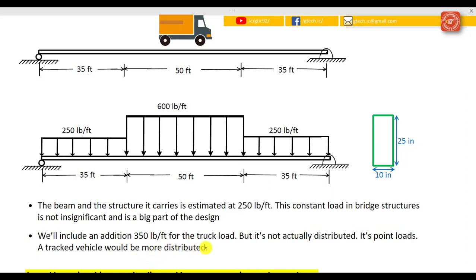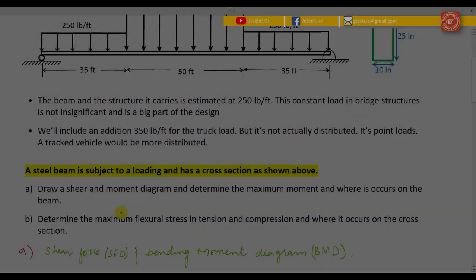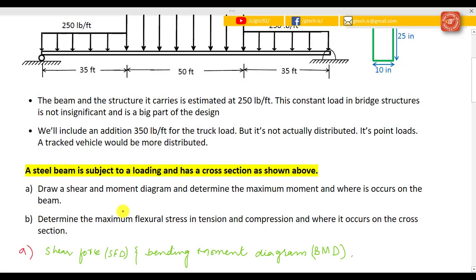So here's my structure, and I'm going to use a rectangular cross section type to start with; we will look at other cross sections later on. I'm dividing this video in two parts. In the first part, we draw the shear and moment diagram and determine where in this beam the maximum moment occurs, because that's what we want to design for. In the second part of the video, we determine the maximum flexural stress in tension and compression and where it occurs on the cross section. So let's start with part A.